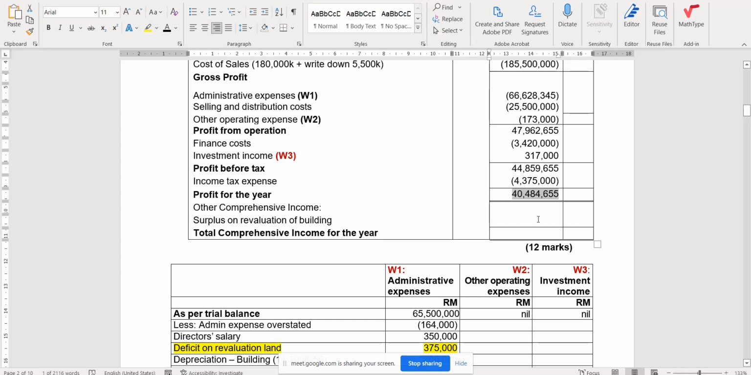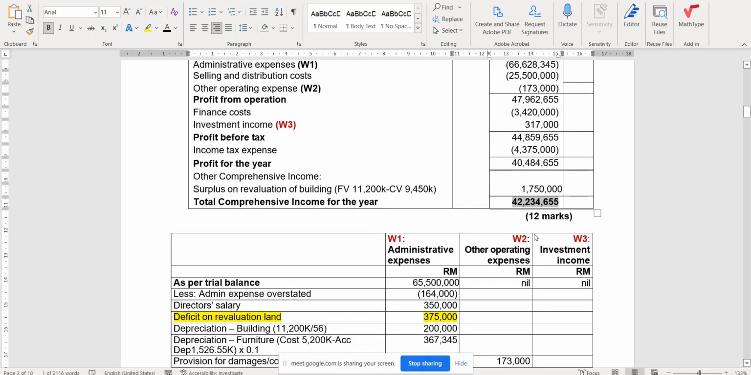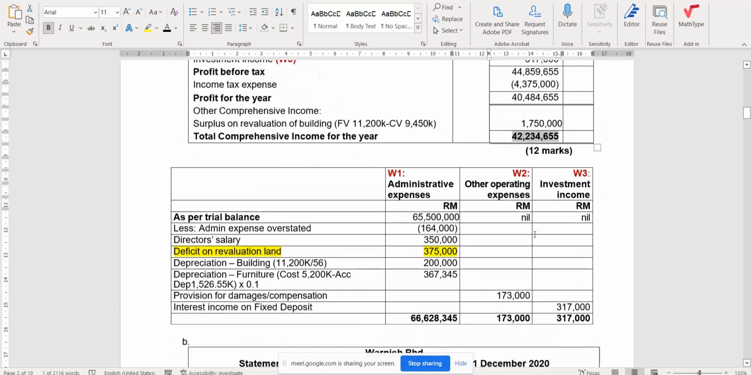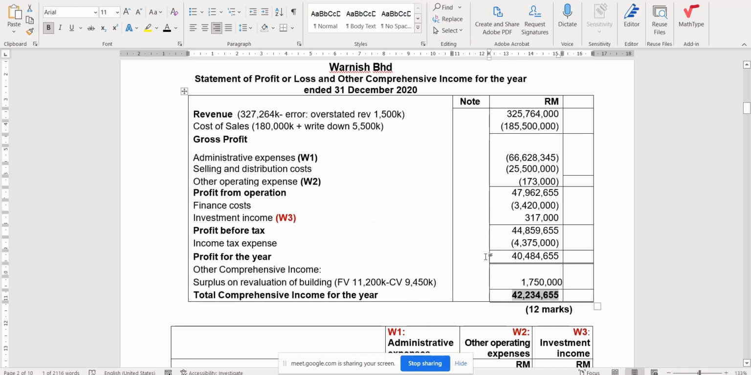Other comprehensive income comes from the revaluation of the building. Revaluation of the building, which is the difference between fair value and carrying amount. We have just done the calculation, and this is your total profit or loss and other comprehensive income, 42,343,234,655. Are you with me, class? I'm showing you this part. If you have any question, please ask. Is there any question?